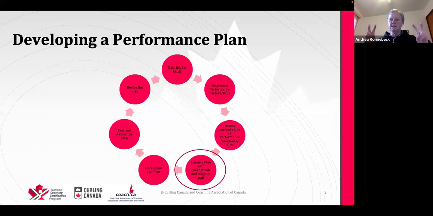So this is the old diagram of developing a performance plan. So just to review, you've set your goals, you've determined what performance factors and key performance indicators you need. You've assessed the current skills versus the performance standards and the KPIs. And now you're ready to create a plan with the coach team and perhaps support staff if you have that. You know where the gaps in your team's performance are and what needs to be done to close those gaps.